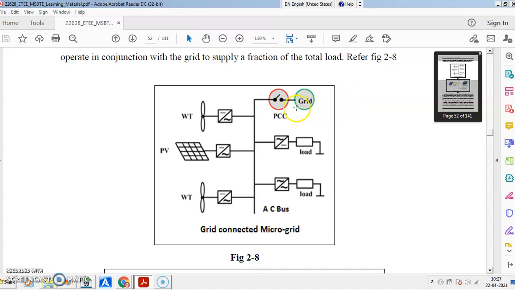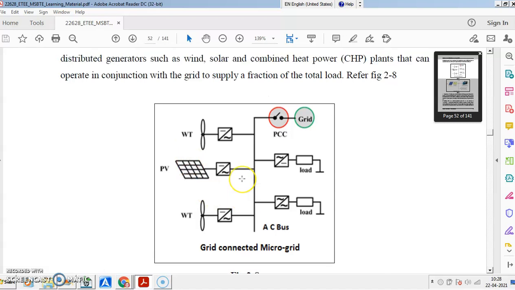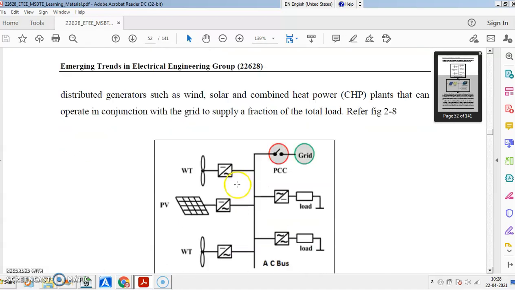by other loads. If a lesser amount of power is generated via microgrid than that of the load, then additional power will be taken from the grid and fed to the load. So this is what grid connected microgrid is. Okay, any doubt?